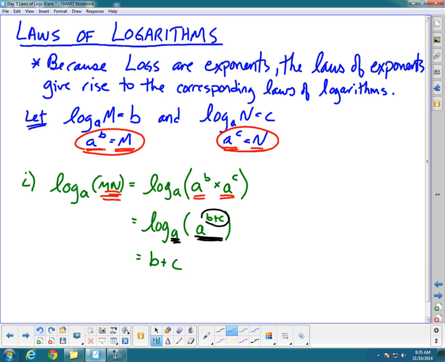And now, you look here, there's b, there's c. I can replace b with this whole thing and c with this whole thing. So I'm going to do that here.